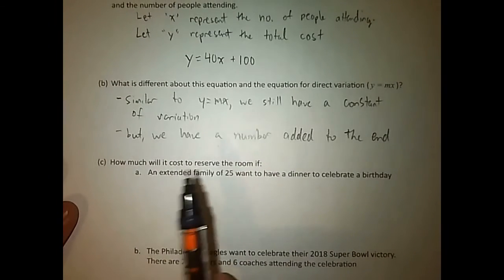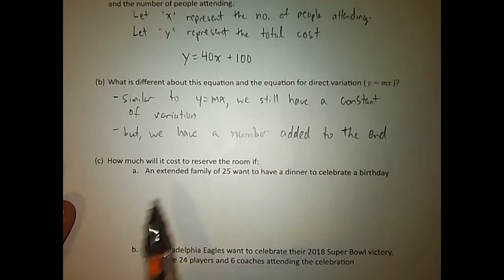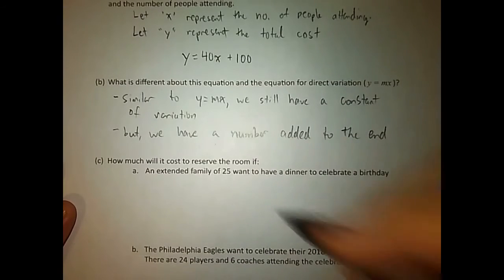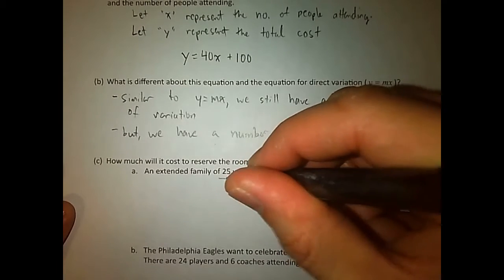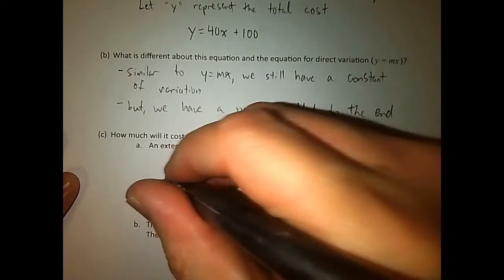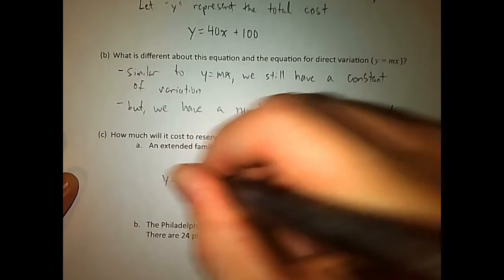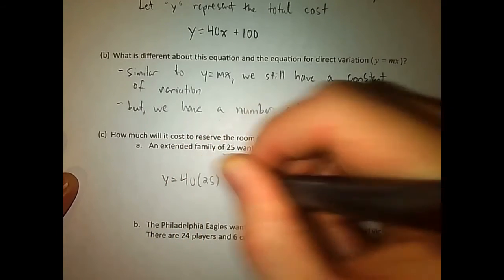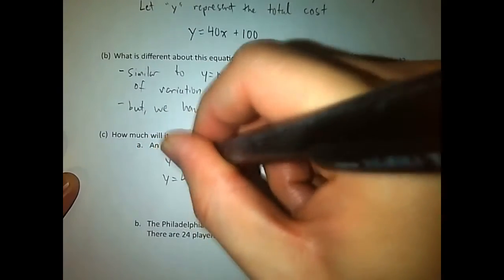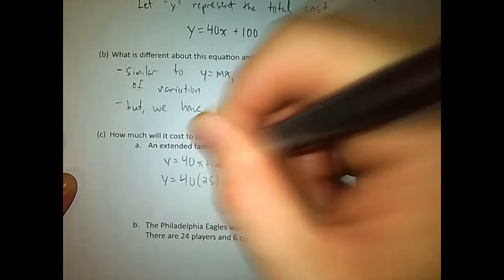It says how much will it cost to reserve the room if an extended family of 25 want to have a dinner to celebrate a birthday. So we know that the number of people here is x, so x is equal to 25. I'm going to get my equation and just make the x equal to 25. I guess I should be proper and write my original equation as well.